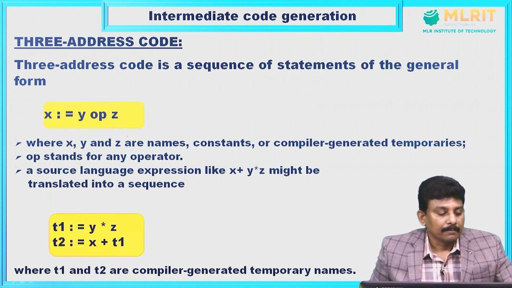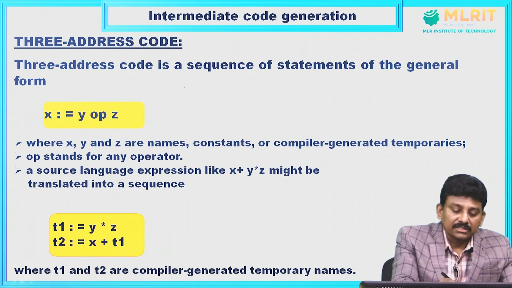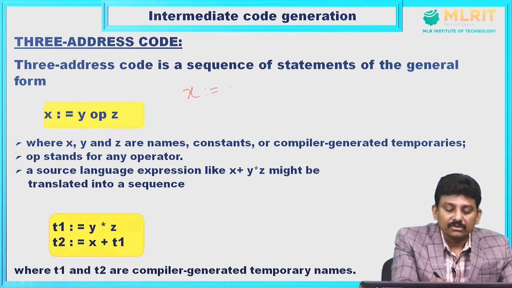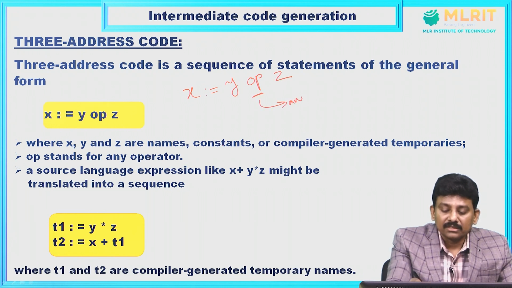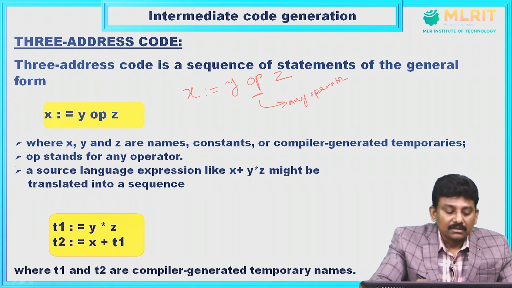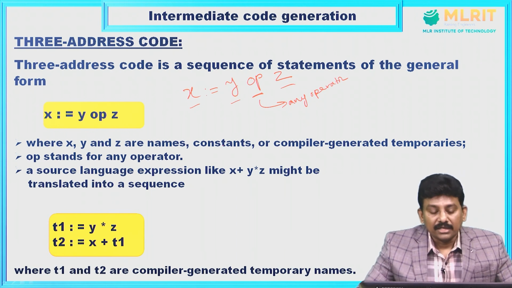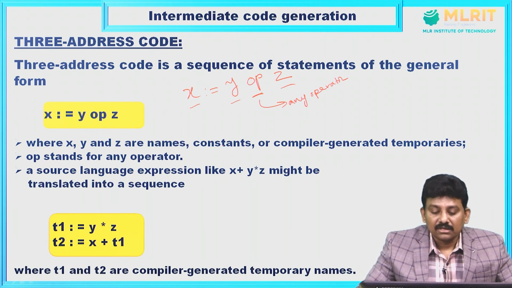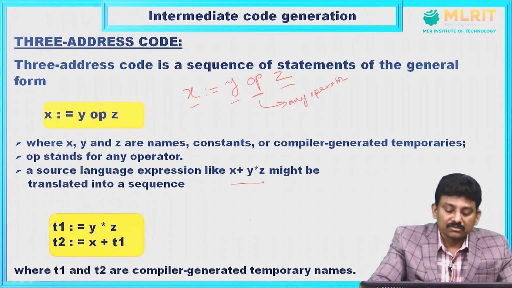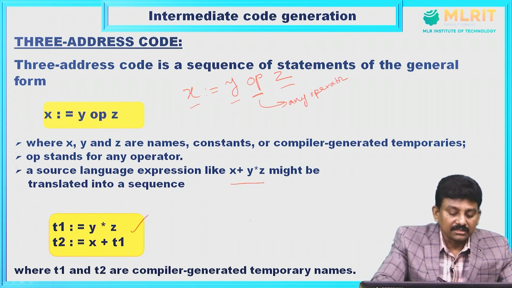Next, 3 address code. One of the forms of intermediate representation is 3 address code. 3 address code is a sequence of statements of the general form X = Y OP Z. Here OP represents any arithmetic operator. X, Y, Z are identifiers like names, constants, or compiler-generated temporary variables. A source language expression like X plus Y star Z might be translated into a sequence like this.